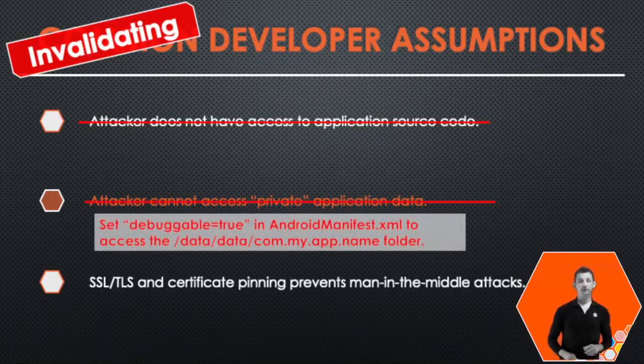The next assumption is that attackers cannot access the private application data for an Android app due to the platform level per app isolation security features. And so we're going to take a look at how we can augment any app that we can download from the Google Play Store to allow us to view the internal private app data of that application to see if there are any secrets within that storage area.